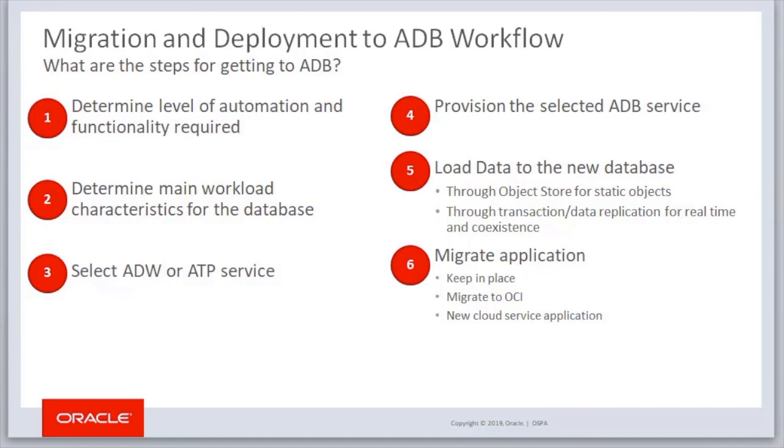Number 1, determining the level of automation and functionality required. Number 2, determine the main workload characteristics for the database. Number 3, depending on the workload characteristics, select Autonomous Data Warehouse or Autonomous Transaction Processing Service. Number 4, provision the selected service. Number 5, determine how to load data into the Autonomous Database. And number 6, determine what to do with the application. Let's examine each of these considerations in more detail.